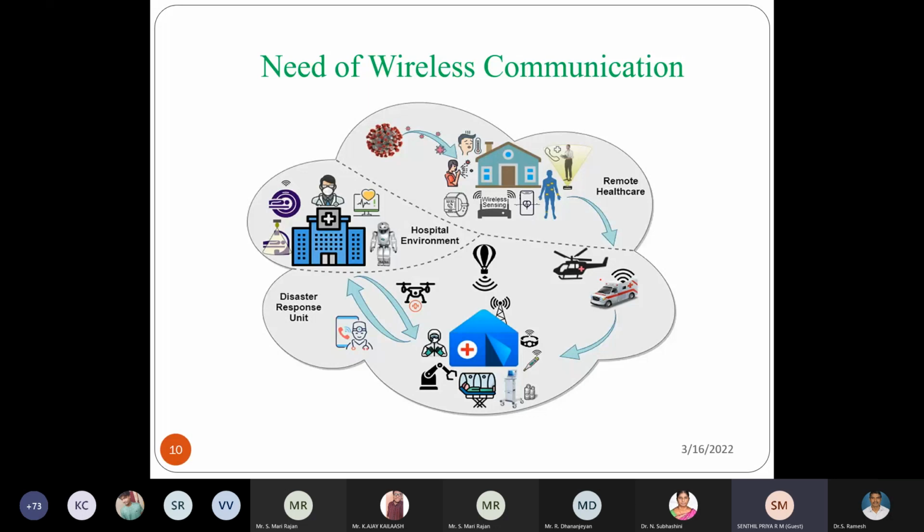Then a disaster response unit is also available, where we can easily navigate the system using drones and everything. Nowadays in COVID, we can see sanitizer being spread over areas through drones. And they are monitoring the people, to see whether they are roaming or not. So a lot of applications are done through wireless communication.